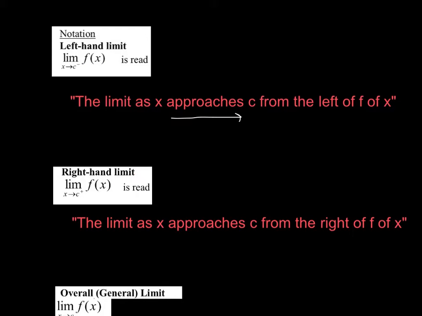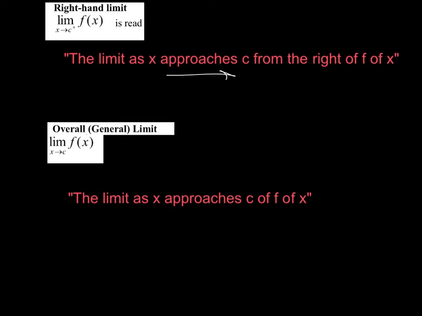A right-handed limit, again, is going to be the limit, there's my LIM, as x approaches, that's the nice arrow. What is it approaching? Well, c with a plus means c from the right of f of x. And lastly, we would call those one-sided limits, and then we have what we call the general limit, the overall limit. Notice this does not have a plus or a minus, so this is just read the limit as x approaches c of f of x.